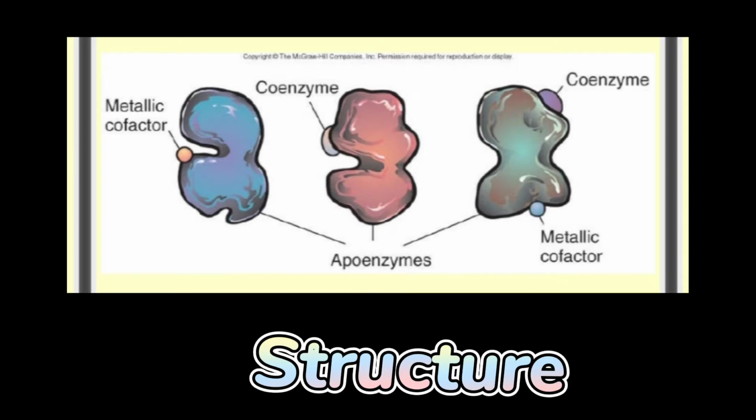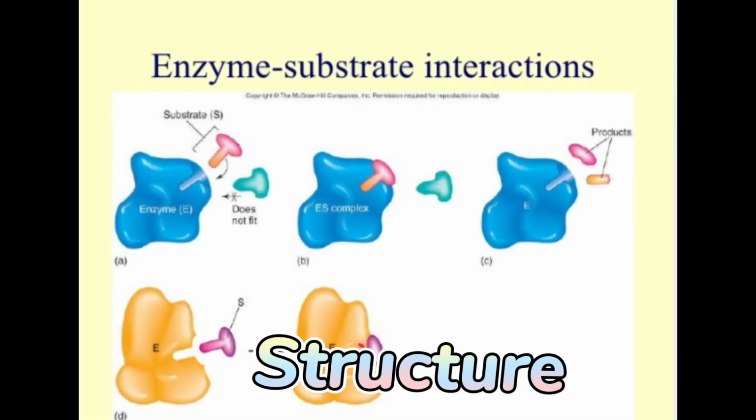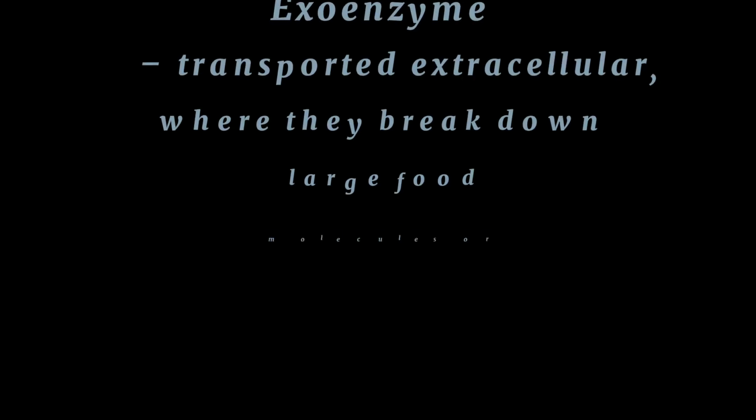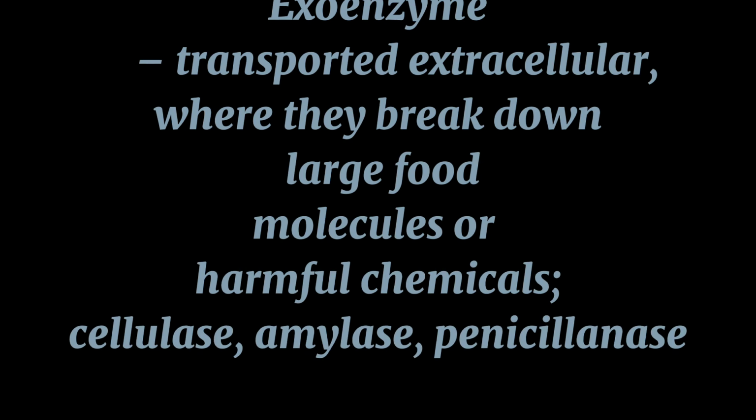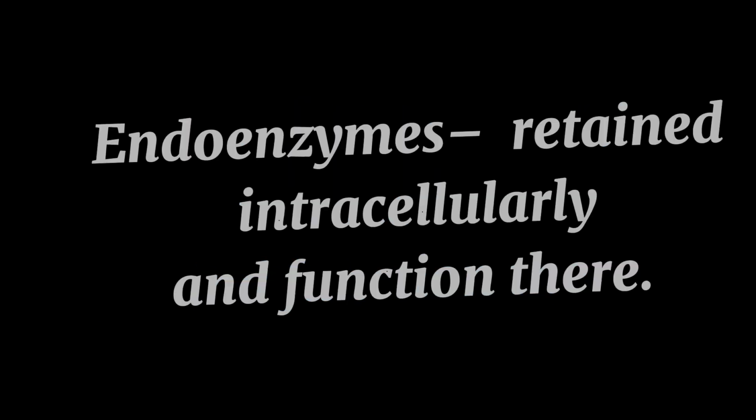So we also have the enzyme-substrate interactions. Exoenzymes are transported extracellularly, where they break down large food molecules or harmful chemicals, such as cellulase, amylase, and penicillinase. The endoenzymes are retained intracellularly and function there. So we have the enzyme, the substrate, and the product.